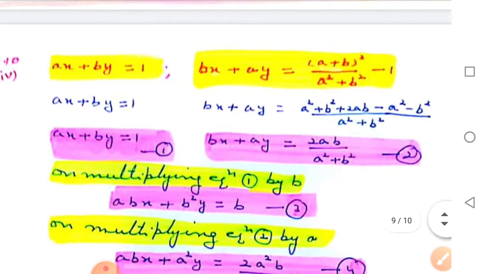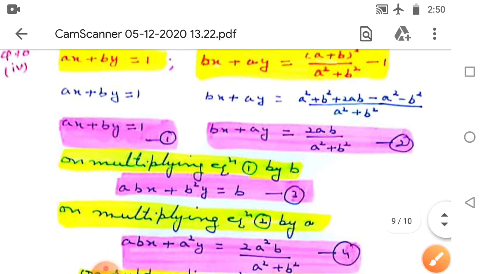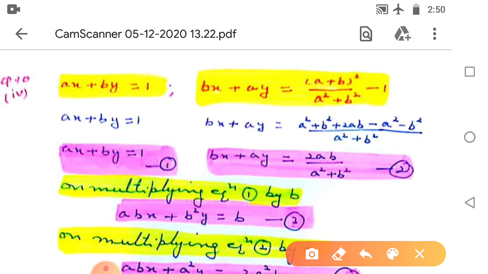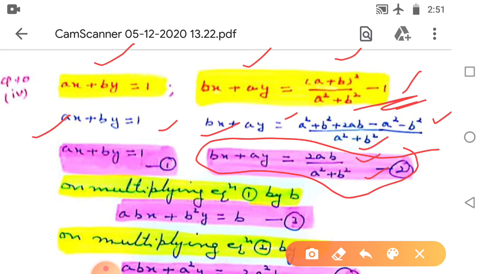Now come to the fourth part of question number 10. The question is ax + by = 1 and bx + ay = (a + b)² upon (a² + b²) minus 1. Right? Again, first equation, ax + by = 1. Second equation, bx + ay equals, after taking the LCM as a² + b², we get the numerator as a² + b² + 2ab − a² − b², and finally equation 2 is bx + ay = 2ab upon (a² + b²).